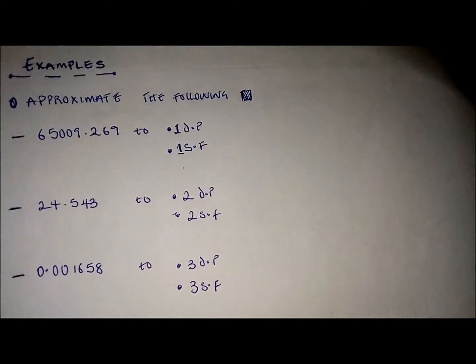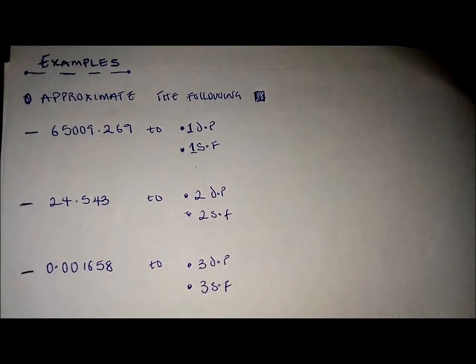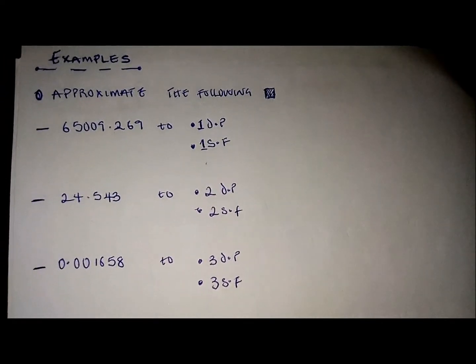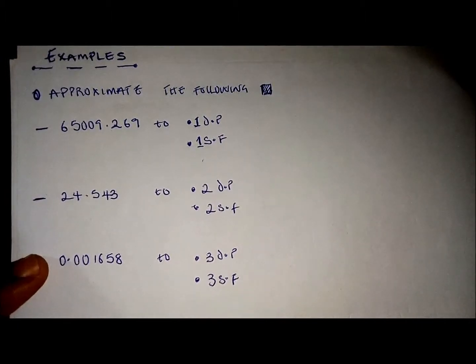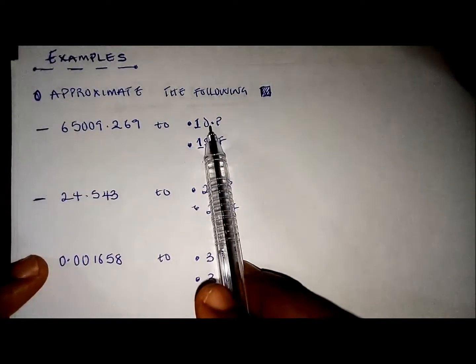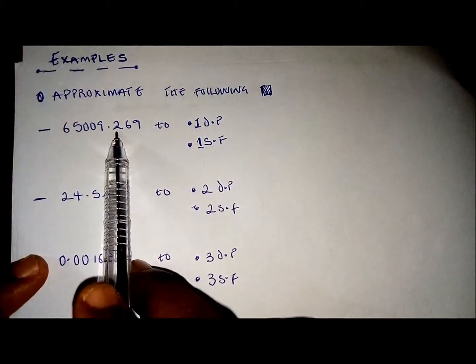So in these examples, we have to approximate the following. For 65009.269 to one decimal place. Okay, now remember we have to apply the definition of significant figures, definition of decimal places, and rounding up and rounding down, so that we'll be able to get the correct answer for this particular example. So now for this, to one decimal place, remember that this occupies the position of the first decimal place.